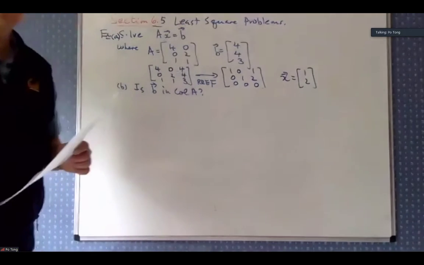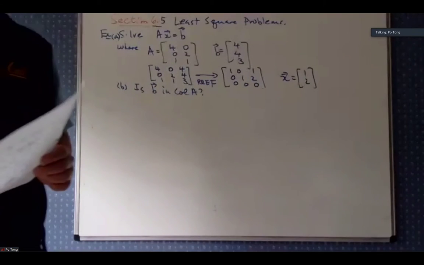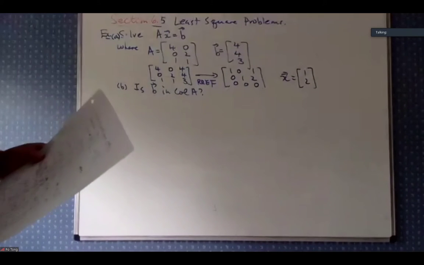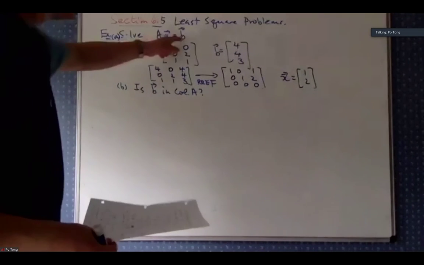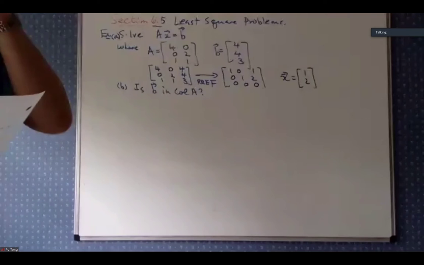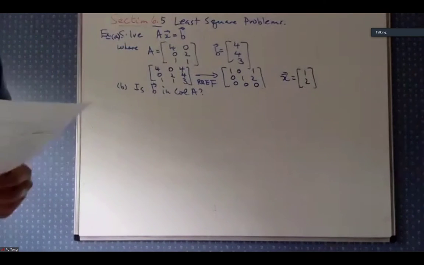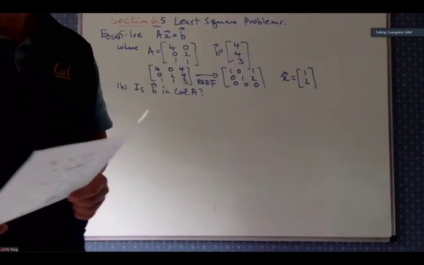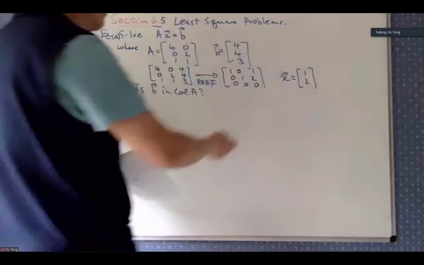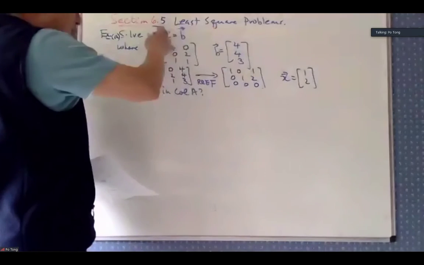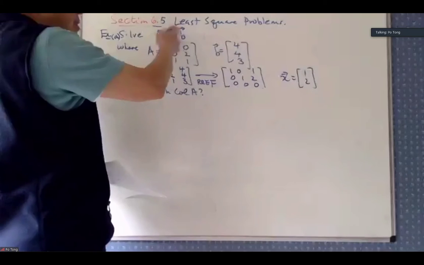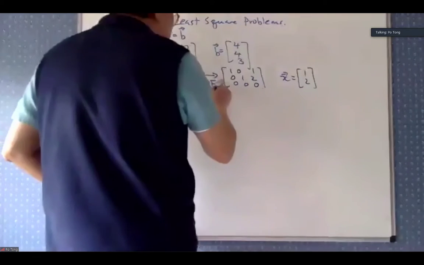Is B in the column space of A? Yes, because it's a linear combination of the columns of A. Because this system is consistent. Answer is yes.